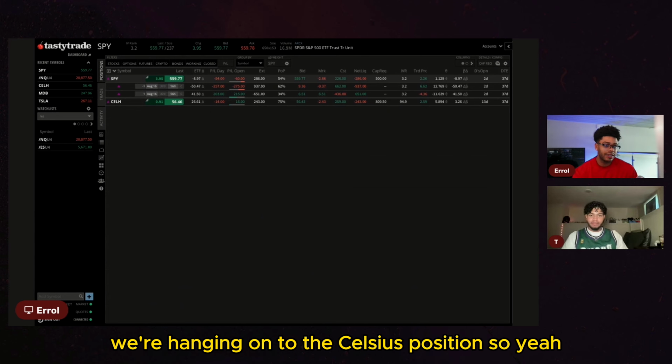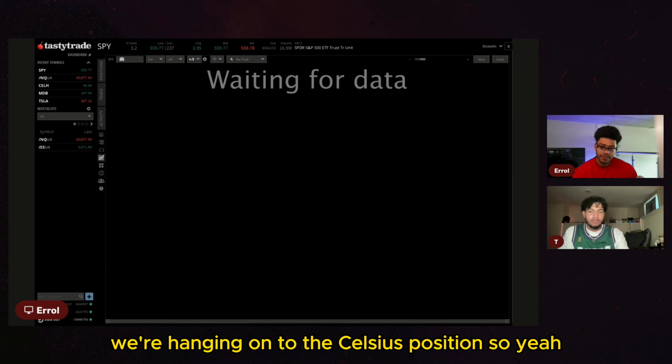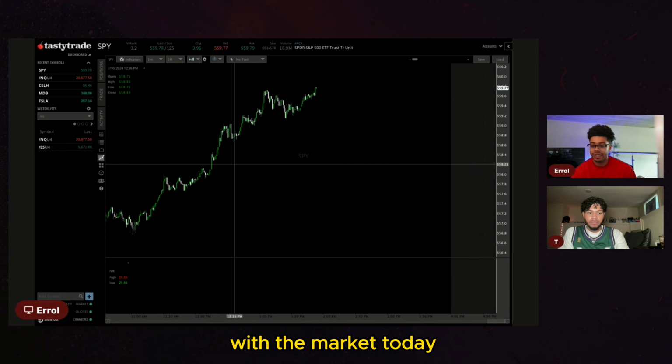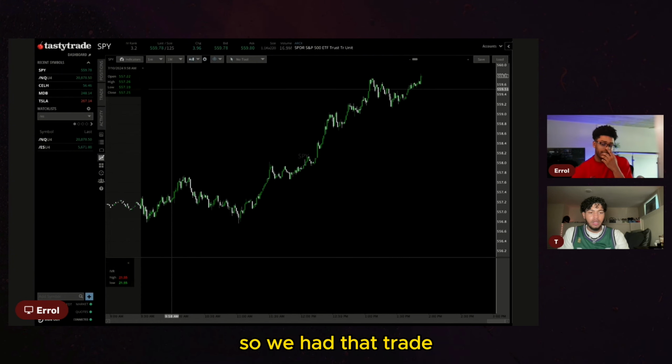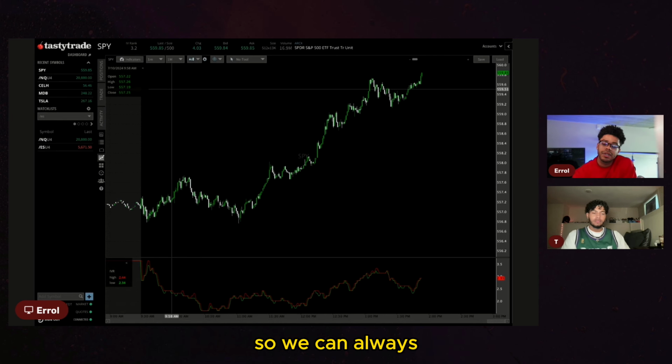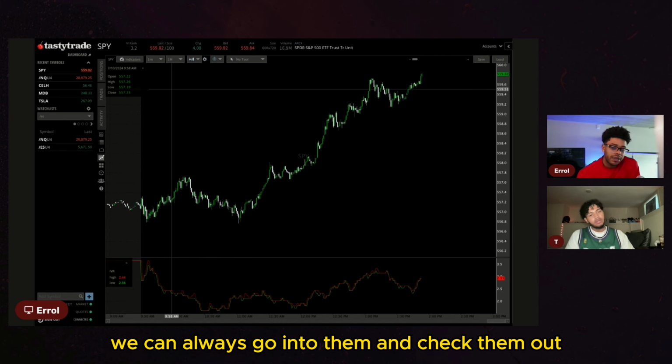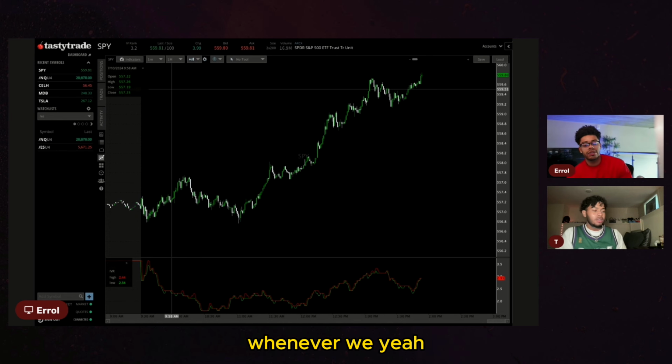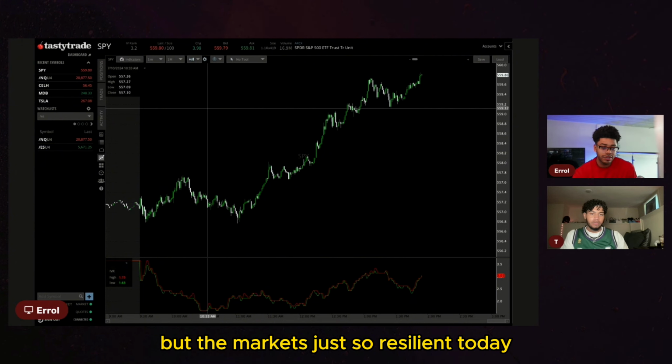But we're hanging on to the Celsius position. So yeah, that's pretty much what's been going on with the market today. We had that trade, and then we had a decent one yesterday. I have the recordings of all these trades, so we can always go into them and check them out whenever we want. But the market's just so resilient today. I don't know.